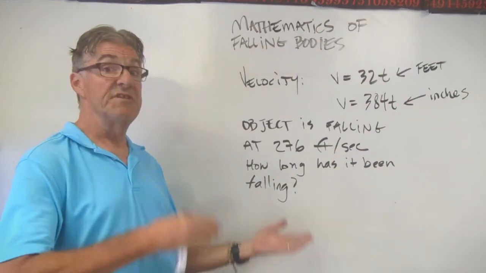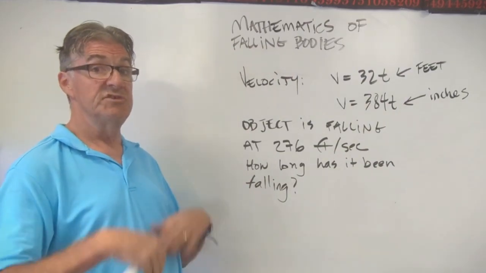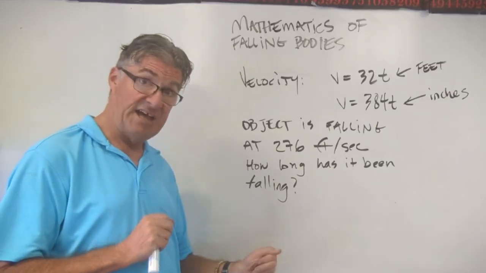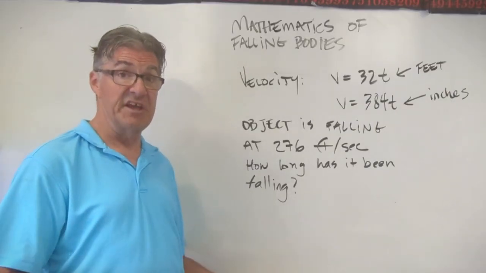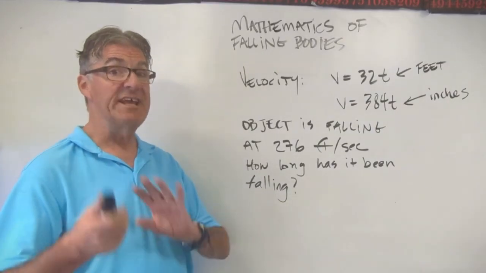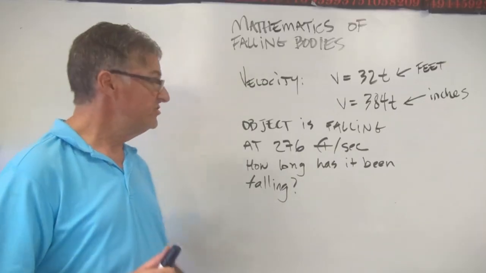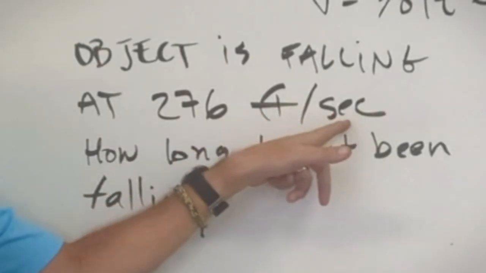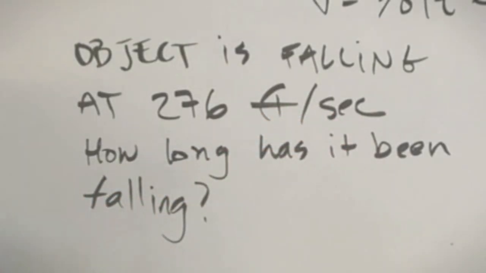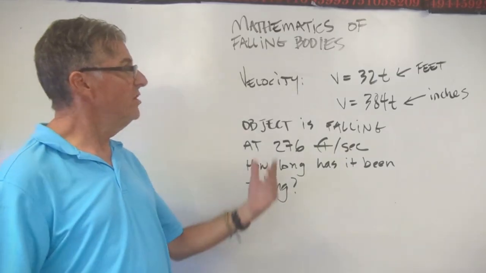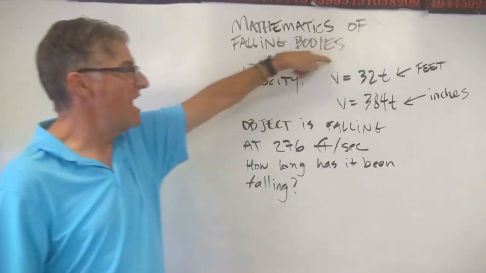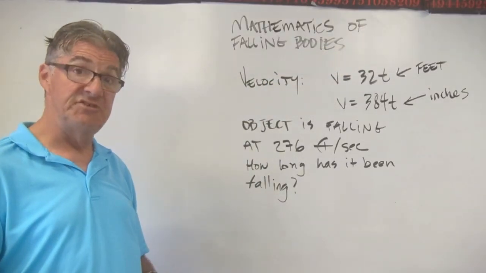So just like with distance and time, we can use velocity and time the other way. So if you know the velocity or the speed an object is falling, you can calculate how long it has been falling. So check this out. Here's our question. The object is falling at 276 feet per second. So that's its speed or its velocity. How long has it been falling? So you're going to need to rearrange this equation to solve for time. So go ahead, pause the video and do that.